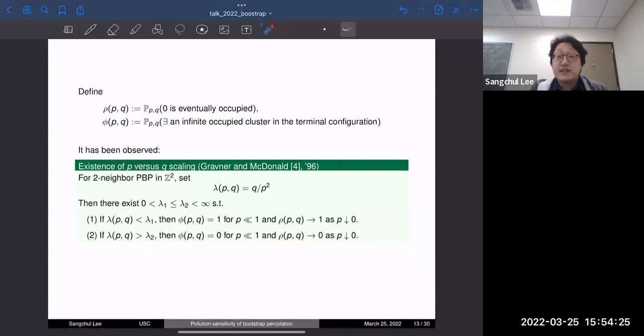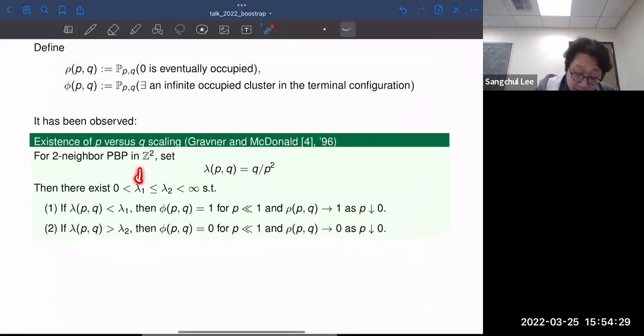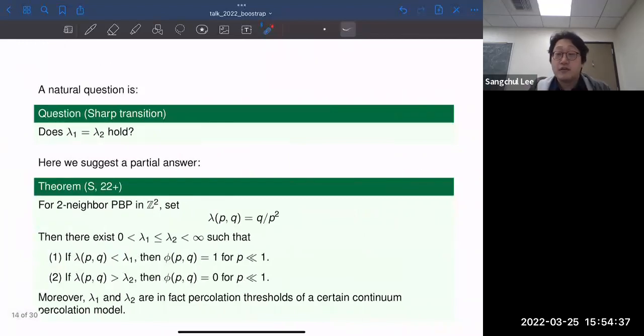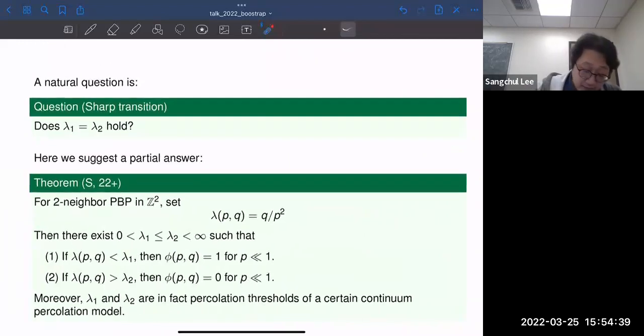But of course, this gives a very natural question. Here we have these two thresholds, lambda 1 and lambda 2, but the question is, are they equal? In other words, does lambda 1 equals lambda 2 hold?